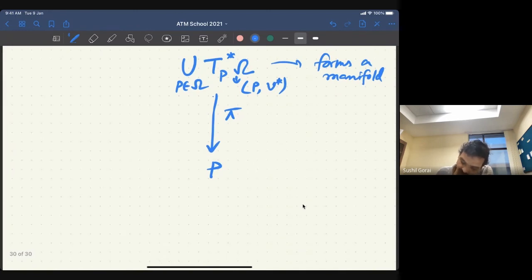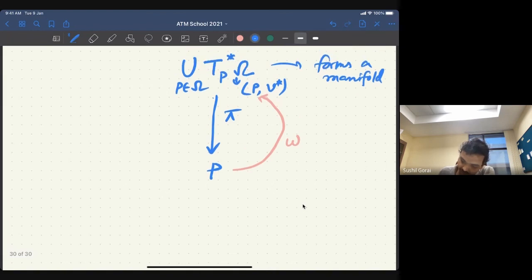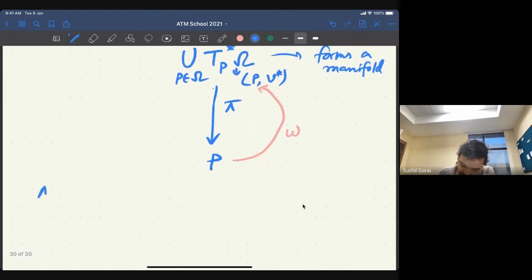Now we consider another map. We want another map from here to here so that the composition becomes the identity, a smooth map. There is a concept of smoothness, a differentiable map.